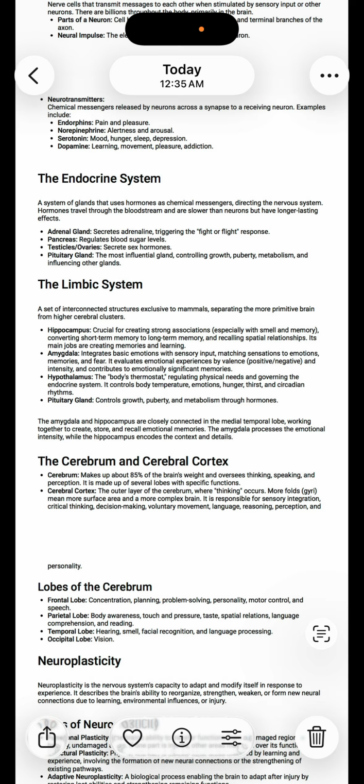Cerebral cortex, the outer layer of the cerebrum where thinking occurs. Most folds, gyri, means more surface area and a more complex brain. It is responsible for sensory integration, critical thinking, decision-making, voluntary movement, language, reasoning, perception, and personality.